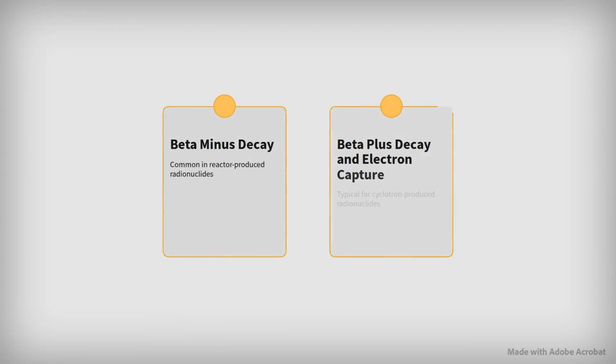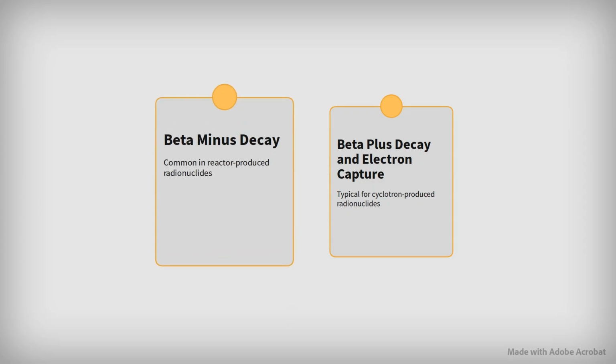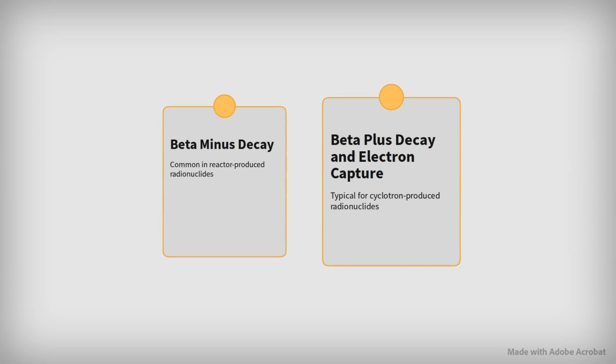Here's how decay pathways differ. Reactor-produced radionuclides often undergo beta-minus decay, while cyclotron-produced ones favor beta-plus decay or electron capture. Beta-minus decay is common in radionuclides produced by nuclear reactors. Radionuclides produced by cyclotrons generally decay by beta-plus decay or electron capture.